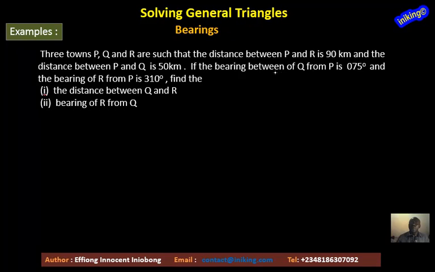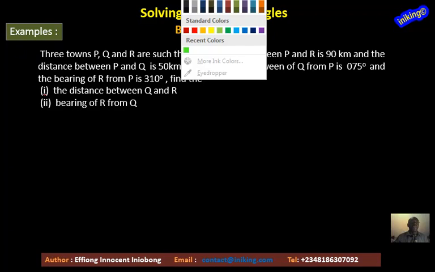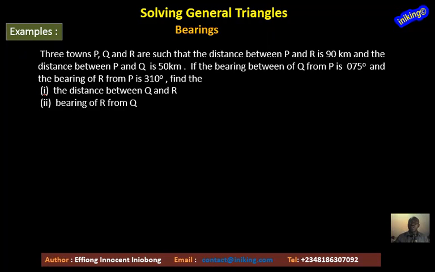If the bearing of Q from P is 75 degrees. Please take off this, that's wrong. The bearing of Q from P is 75 degrees.